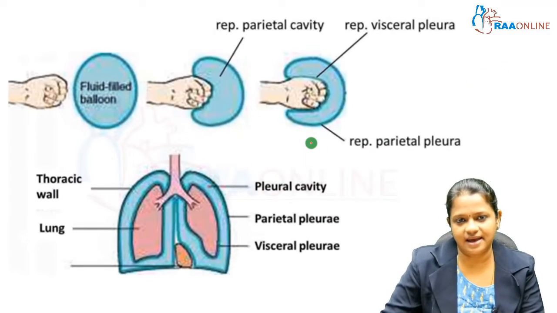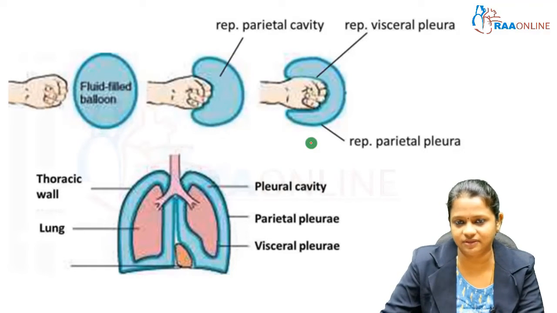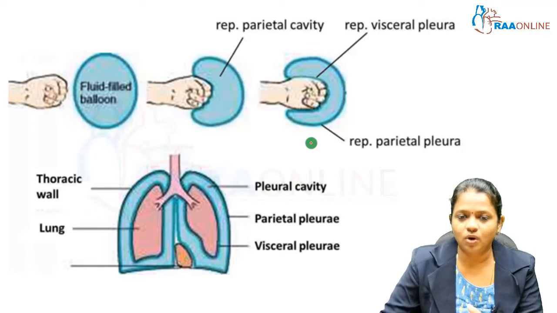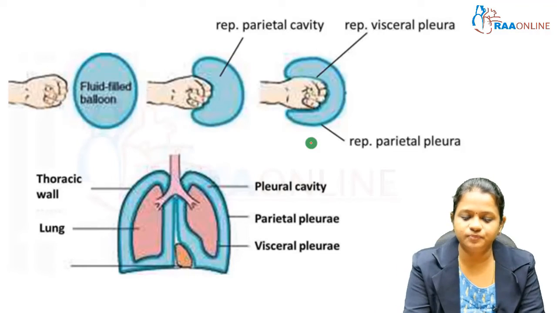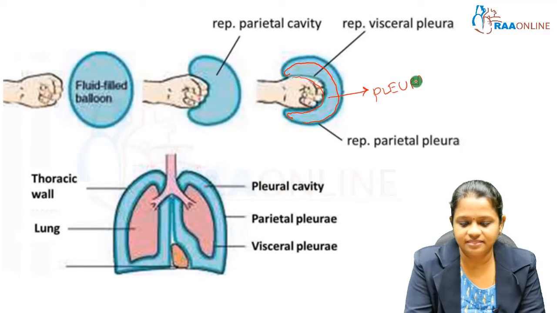Imagine pushing our hands through a fluid-filled balloon. What happens to the balloon? The fluid should not be completely filling up the balloon, partly filled. What happens? It is reduced to two layers. This one, which is close to the hand, and another layer, which is surrounding that. But you can see that the two layers are continuous with each other. This hand is not inside the balloon, but the balloon surrounds the hand. This balloon is similar to the pleural cavity and this hand is similar to the lung.